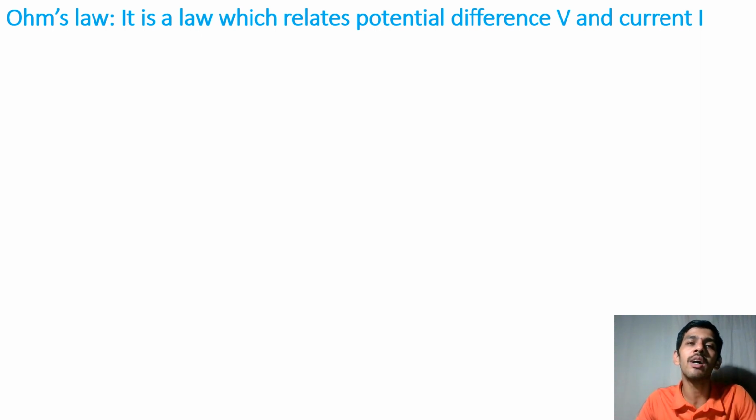So what is Ohm's Law? It is a law which relates the potential difference V and current I. In the previous video, part 2 of electricity, I have discussed what potential difference is. You can go through it to know about the potential difference. So Ohm's law relates this potential difference V and the current I. There is an experiment conducted to prove this particular law. So what is that experiment?